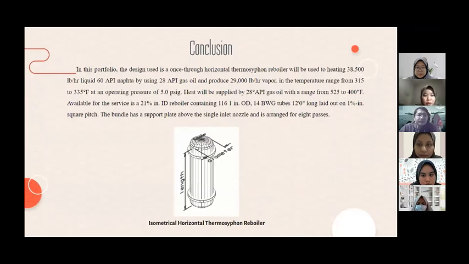Okay, so in this portfolio, the design used is a 1-shell horizontal thermosiphon reboiler, which will be used for heating 38,500 pounds per hour of liquid in the temperature range stated in the slide, and we can see the figure of the isometric horizontal thermosiphon reboiler below. Next.